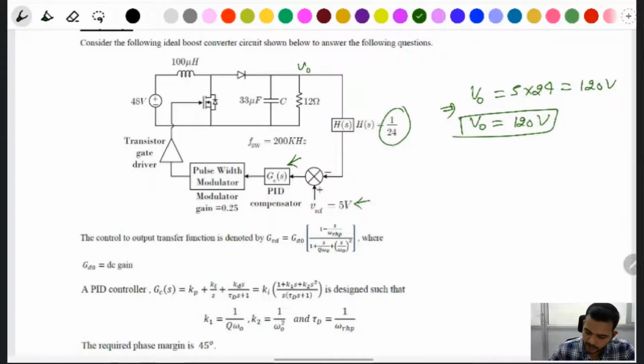Actually V naught voltage here is divided by 24 and the reference voltage is set to 5 volt. That means that's why V naught is equal to 5 into 24.